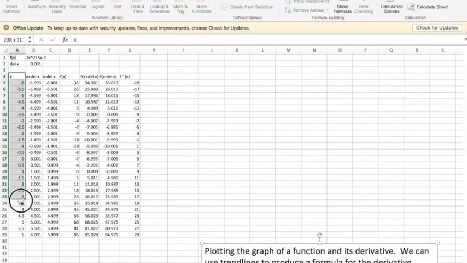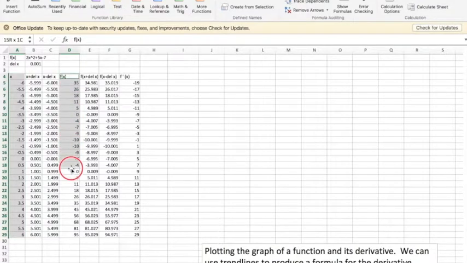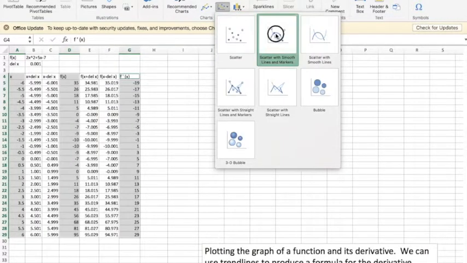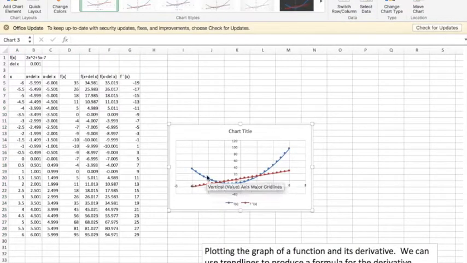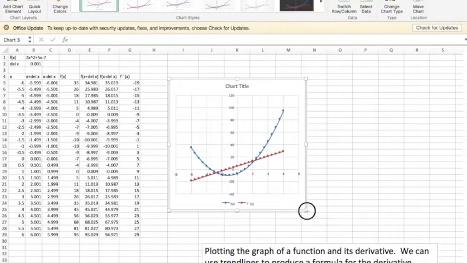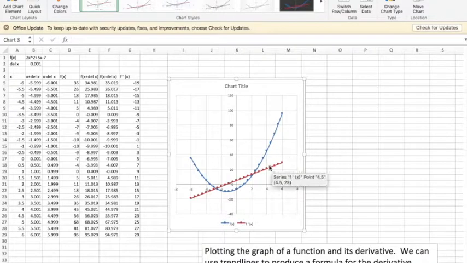Now I simply highlight the column for x, hold down my command key, highlight the column for f of x, and highlight the column for f prime of x. I'm going to insert a chart, a scatter plot with smooth lines. I can see my f of x and my f prime of x. I'm going to make my graph larger, but what I'd like to do is have a formula for this graph here.